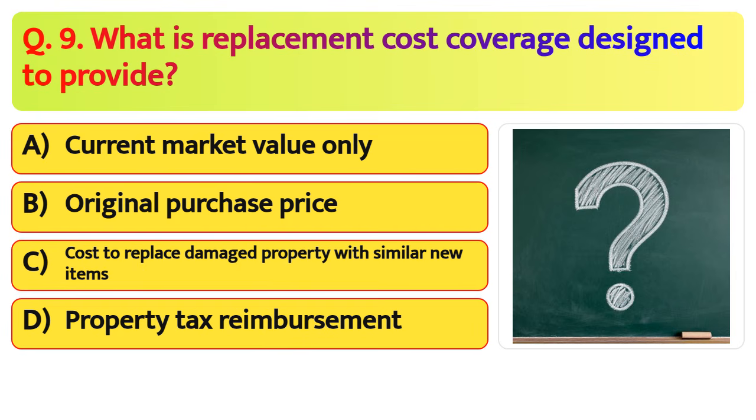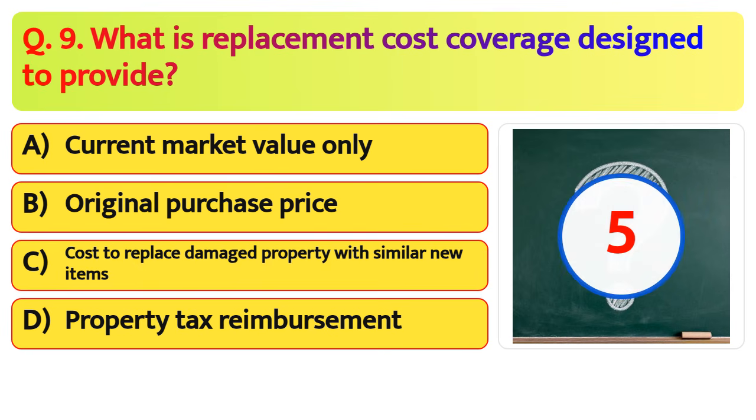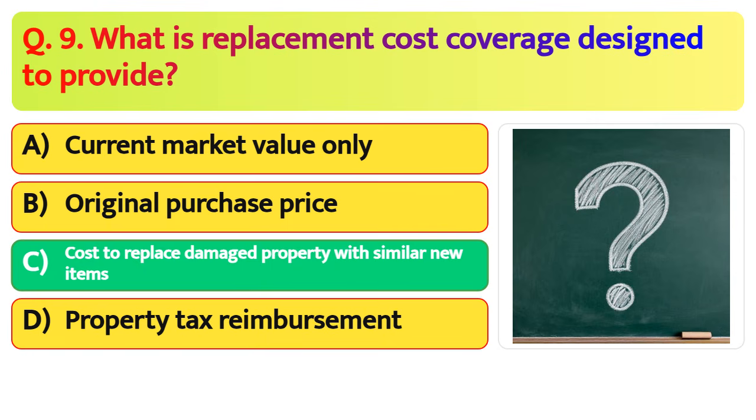Question 9. What is replacement cost coverage designed to provide? Option A. Current market value only. Option B. Original purchase price. Option C. Cost to replace damaged property with similar new items. Option D. Property tax reimbursement. Correct option is cost to replace damaged property with similar new items.